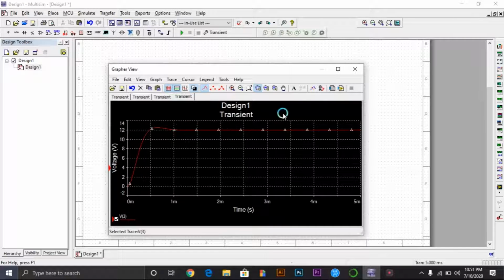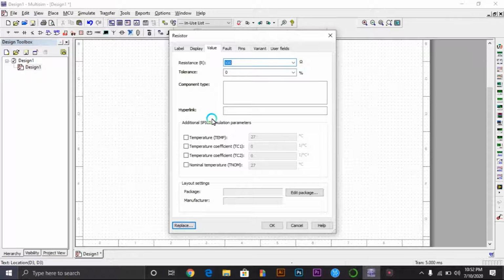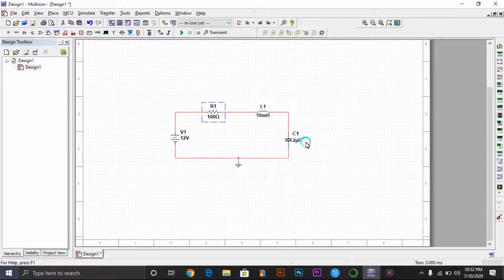Now let's see the underdamped response. For underdamped response, R should be less than 100, so the circuit behavior, the transient is underdamped. Now we will change the value of resistor to like 50.